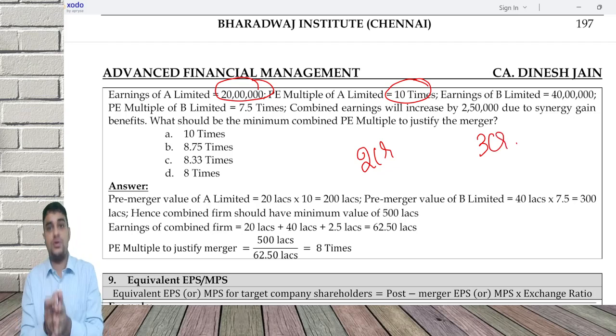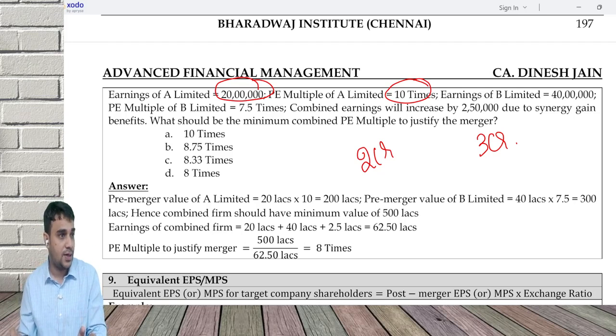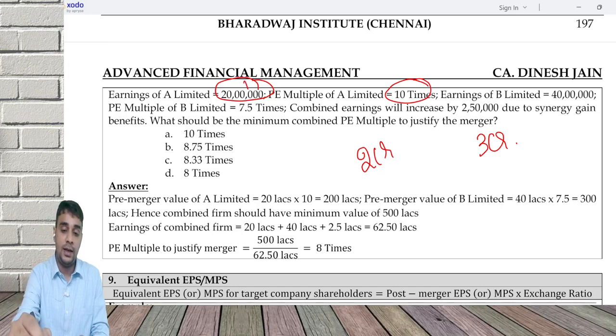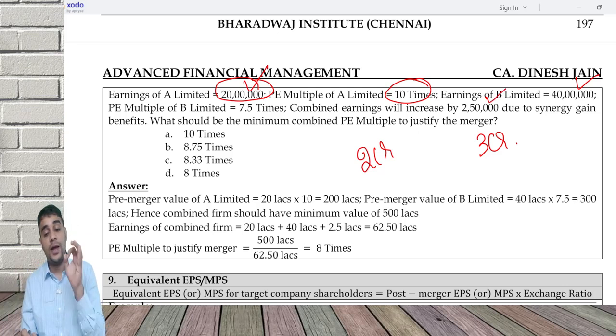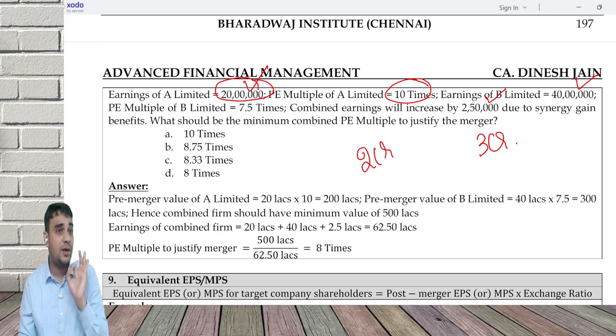Now, put together, the merged entity should have a value of at least 5 crore. 5 crore divided by the post-merger PAT. What is the post-merger PAT? 20 lakh plus 40 lakh plus 2 lakh 50, so 5 crore divided by 62.5 lakh is the minimum P multiple I want to justify the merger. Anything better is always good, but the minimum I want is this.